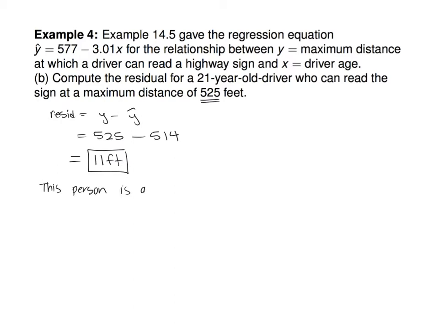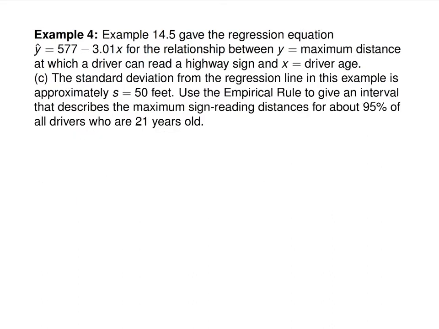So this person is about 11 feet above average. The standard deviation from the regression line in this example is approximately 50 feet. So let's use the empirical rule to give an interval that describes the maximum sign reading distance for about 95% of all drivers who are 21 years old.